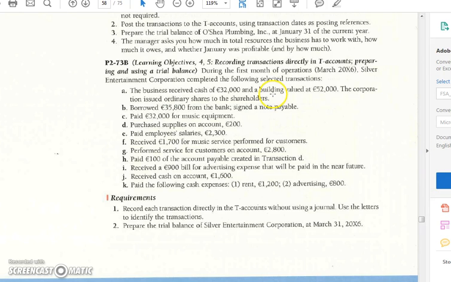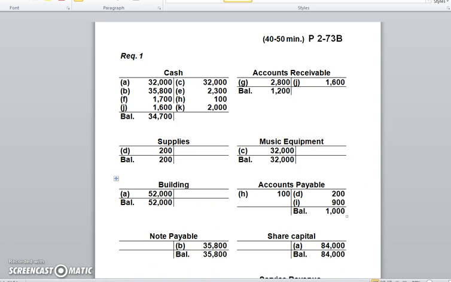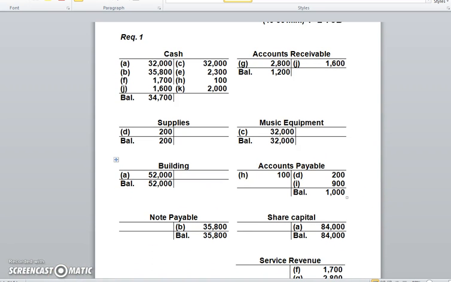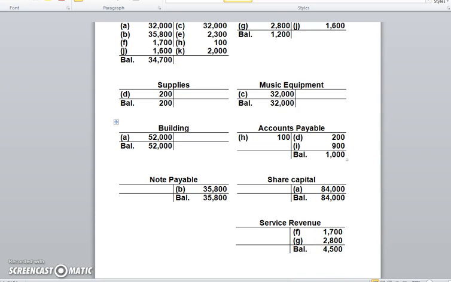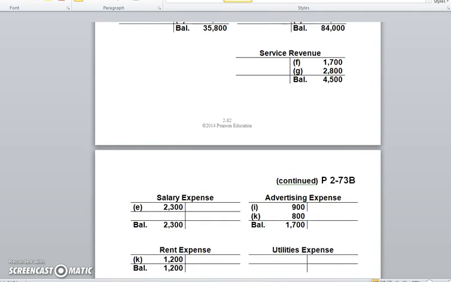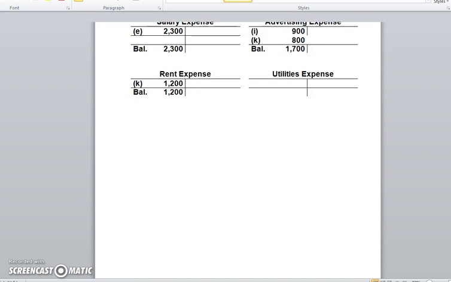73 is also quite easy, because you post directly to the T accounts. You don't have to go through the general journal. And then after that, you do a trial balance. All right, so let's go. I don't think there's any tricky accounts or tricky transactions here. So here we are, the T accounts. And as you can see, it's a music business. And here's the other T accounts. Salaries, advertising, rent, and utilities. And now, where's that trial balance?